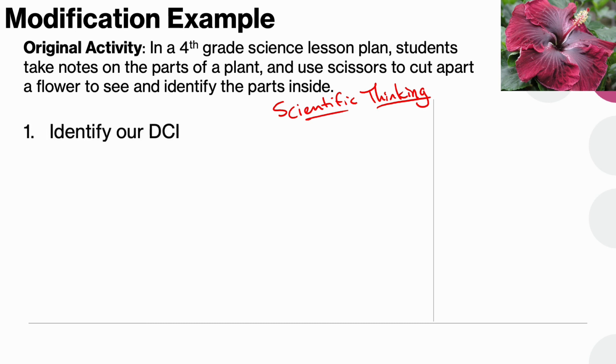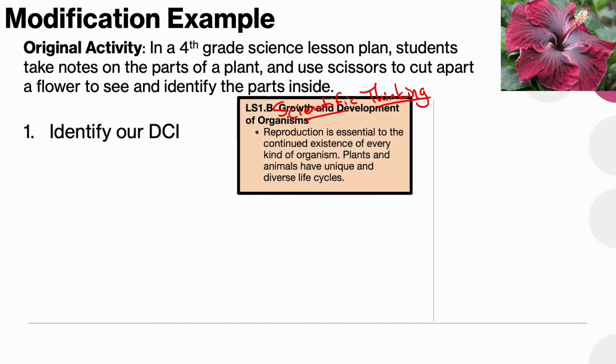So we are going to identify the DCI. I went through and I did that. Of course, I have to erase this in order for us to be able to see what we want to see. Reproduction is essential to the continued existence of every kind of organism. Plants and animals have unique and diverse life cycles. And of course, we all know that flowers are the reproductive part of the plant, at least flowering plants. And so that's where we're going with this.